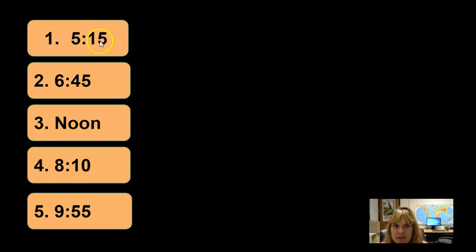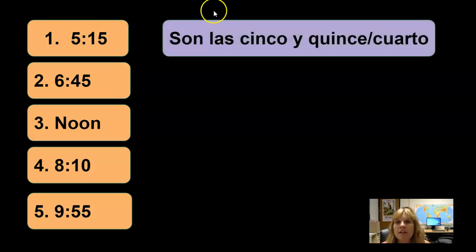And there's two ways you can say this one. 15, 15. And there's also another word in Spanish that they use for quarter after, and that's cuarto. And that literally means a quarter of an hour, which would be 15 minutes. So son las 5:15, son las 15, or son las 5:15. Los dos son correctas.